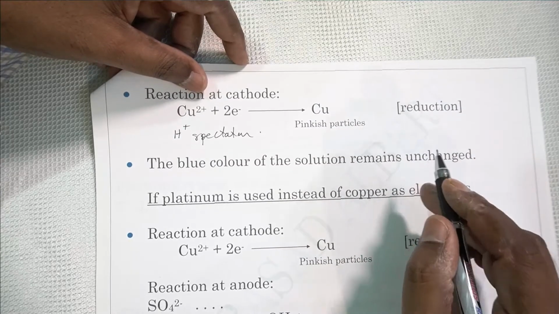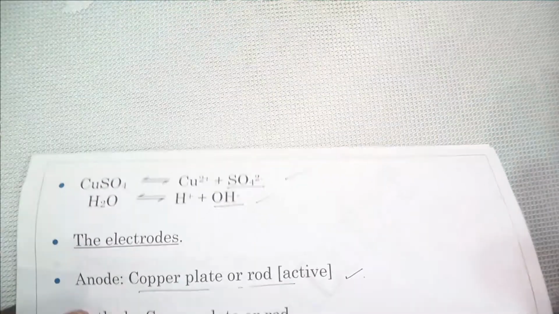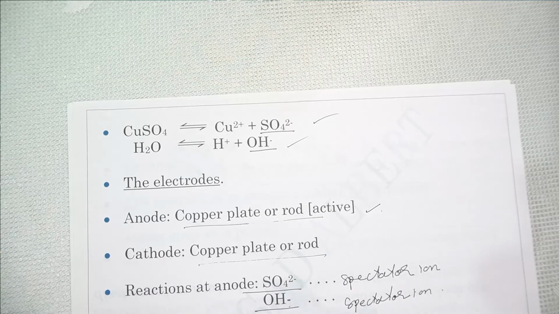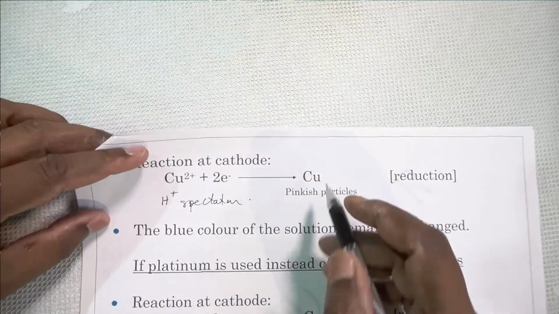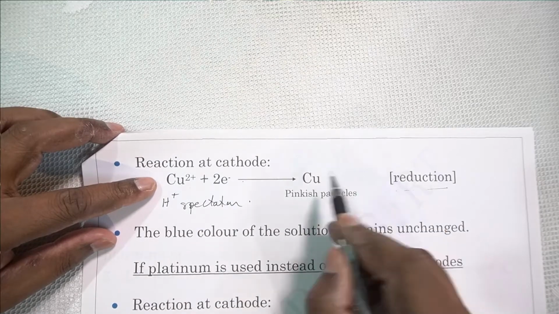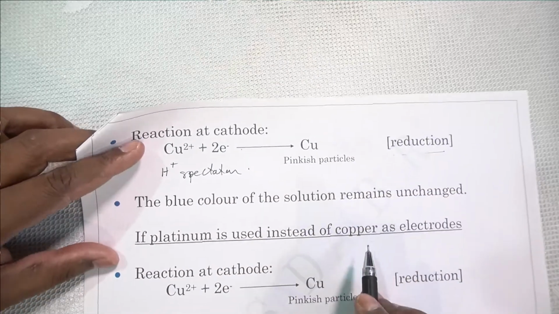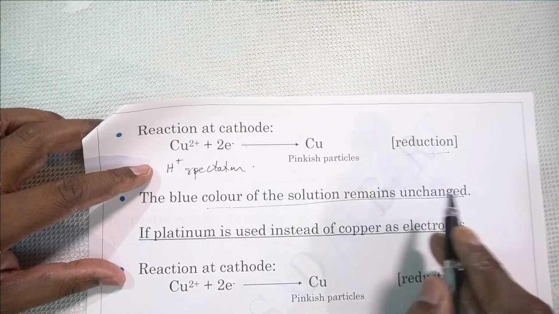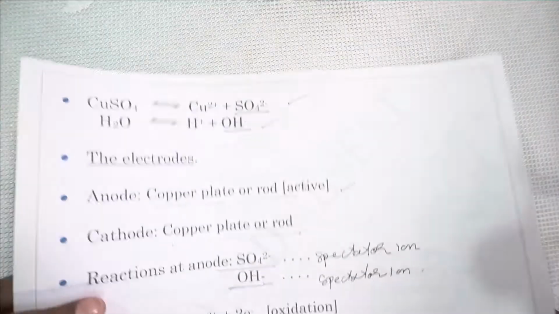Now consider the electrons lost and gained here. At the anode we find oxidation taking place, copper losing 2 electrons. And at the cathode we have reduction taking place, copper ions gaining 2 electrons. So the loss and gain are equal, and the blue color of the solution remains unchanged. Why does it remain unchanged? Because no change in the composition of the electrolyte is taking place.